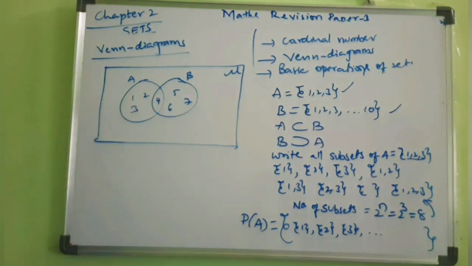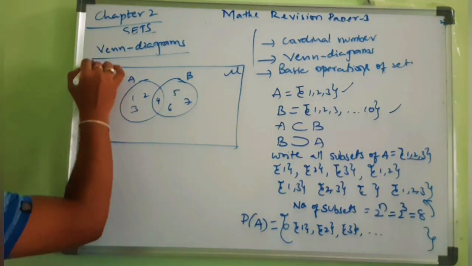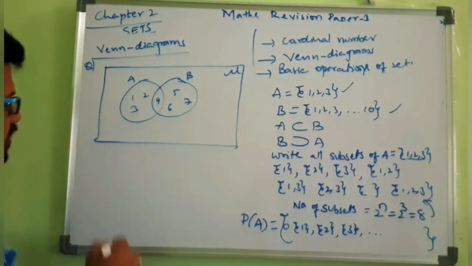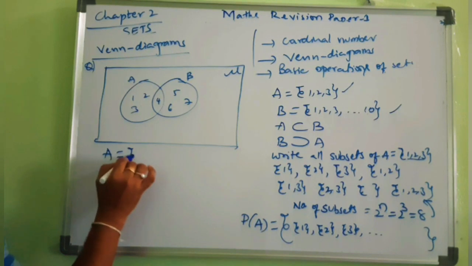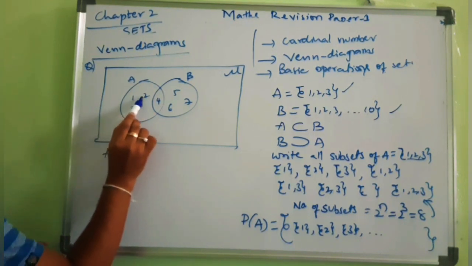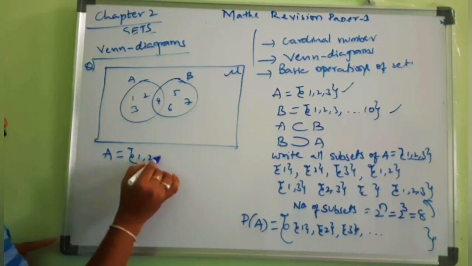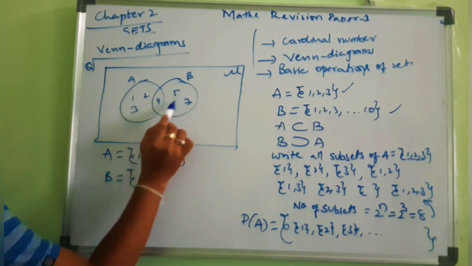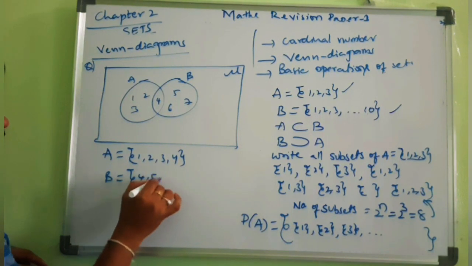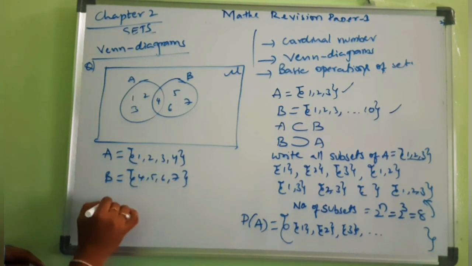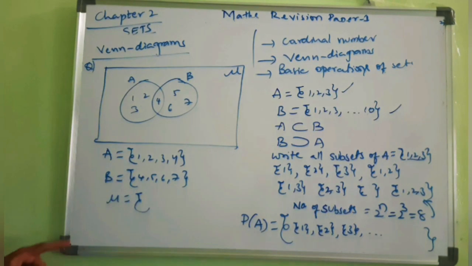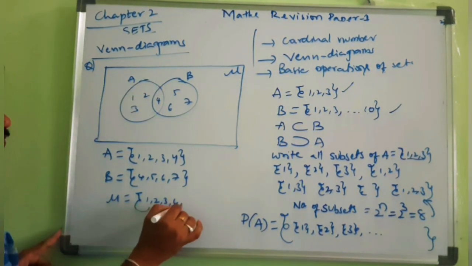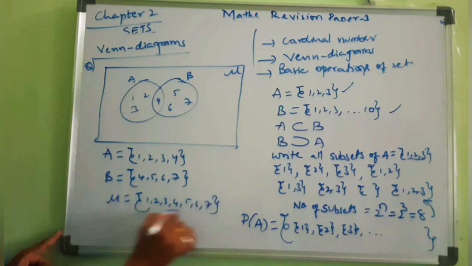The question is: from the given Venn diagram, write set A, set B and the universal set. How to write set A? What are the elements in set A? 1, 2, 3, 4. And set B? 4, 5, 6, 7. And mu, the universal set, has all the elements: 1, 2, 3, 4, 5, 6, 7.